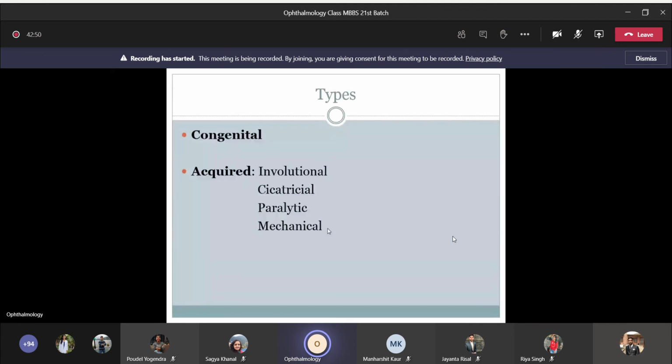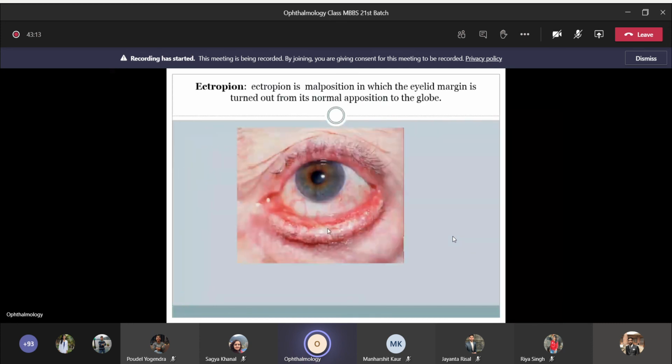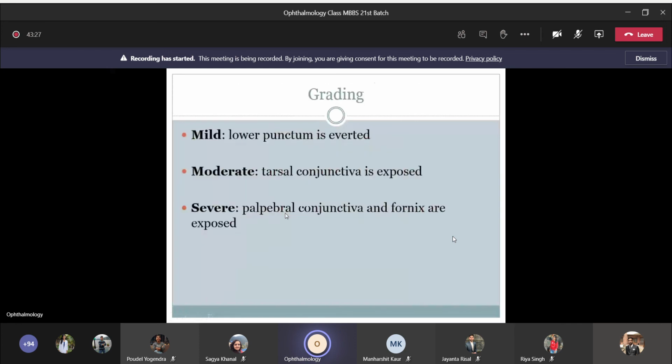It is of two types, congenital and acquired. Acquired is of 4 types: involutional, cicatricial, paralytic, and mechanical. It is graded as mild, moderate, and severe. In case of mild, lower punctum is everted. In moderate, tarsal conjunctiva is exposed. And in severe type, the whole palpebral conjunctiva and fornix are exposed. So this is the picture of severe type of ectropion, because we can see this palpebral conjunctiva and fornix as well.